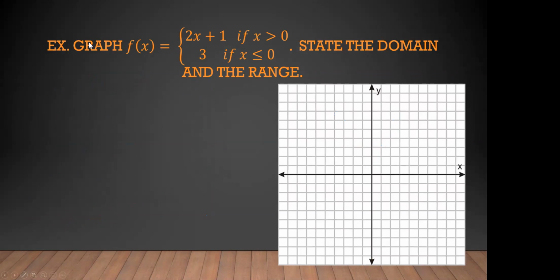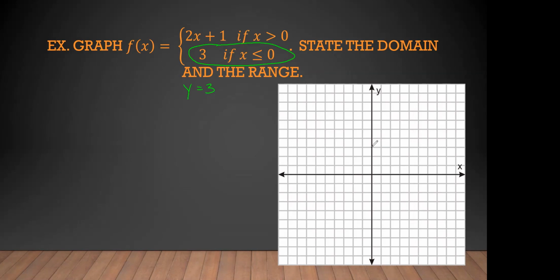And then another type of function is where you're going to be asked to graph something like this. You have 2x plus 1 if x is greater than 0, and then 3 if x is less than or equal to 0, okay? So let's first look at this one right here, where it says 3 if x is less than or equal to 0. So you might be thinking, okay, that's going to be a horizontal line at positive 3, right, on the y-axis, okay? Because remember, this is y equals 3.